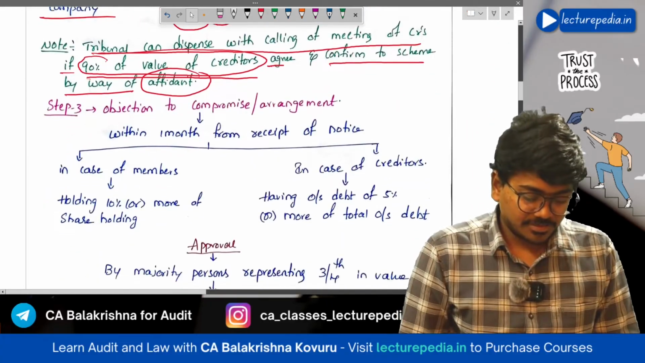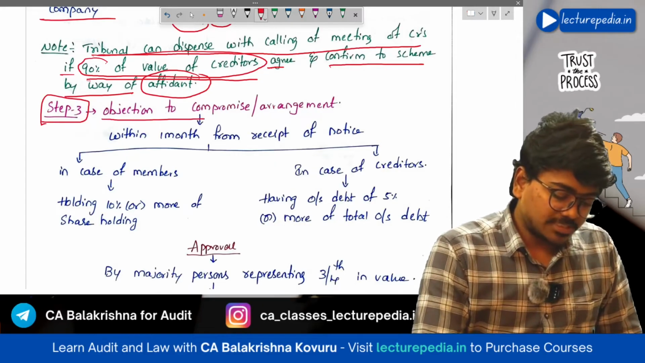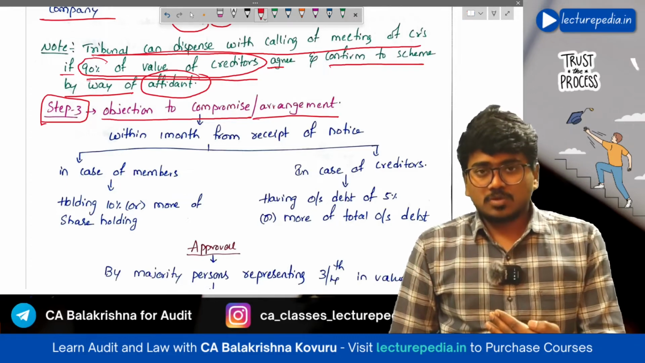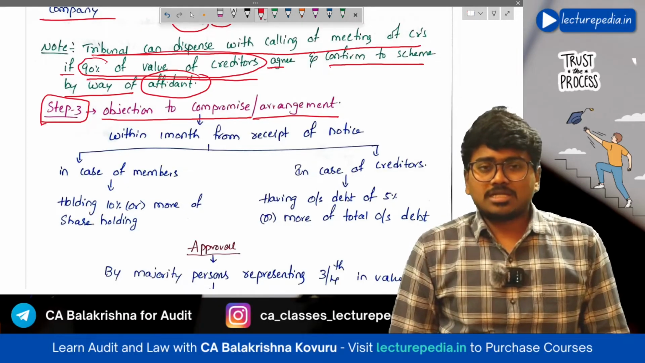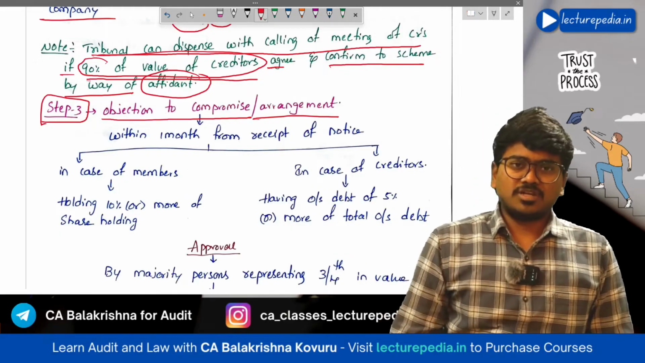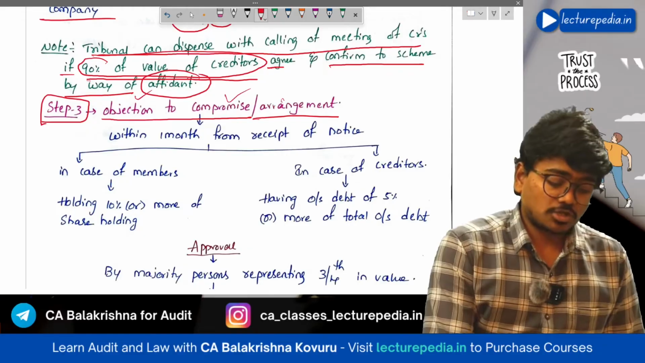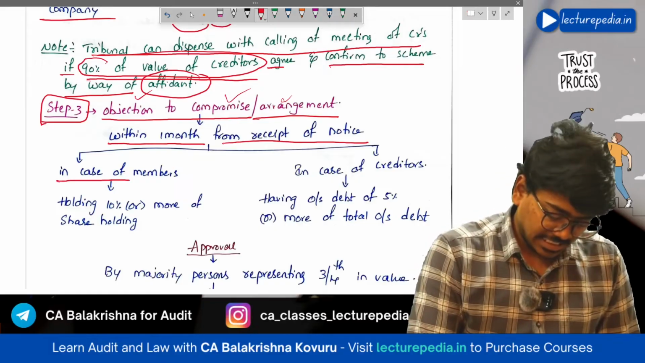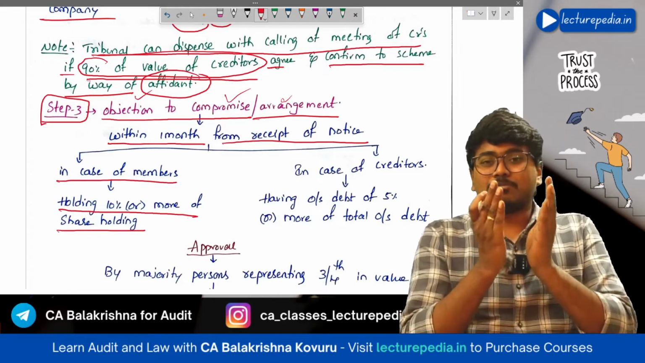Next, step number 3, which is objection to compromise or arrangement. Obviously, once you send a notice of a compromise or arrangement, it is not required that all the people will agree with the compromise or arrangement. Some people will agree with it, some people will disagree with it. So if there is any objection to such a compromise or arrangement, within 1 month from the receipt of notice, members holding 10% or more of the shareholding have to object to it.